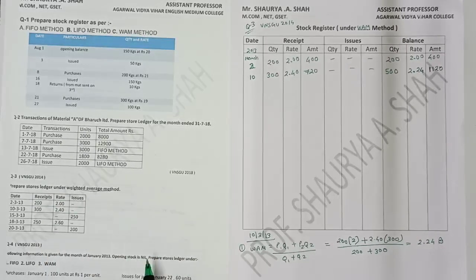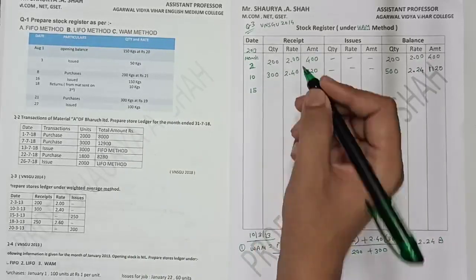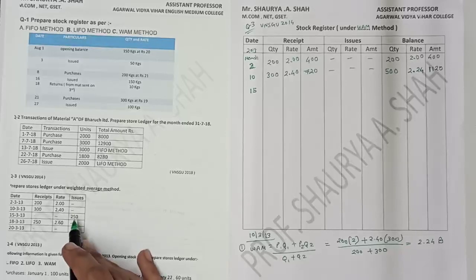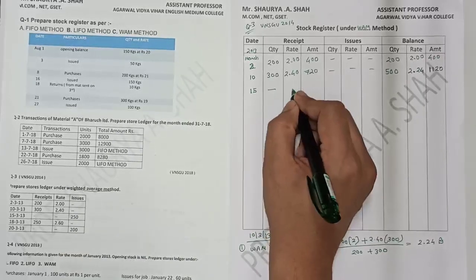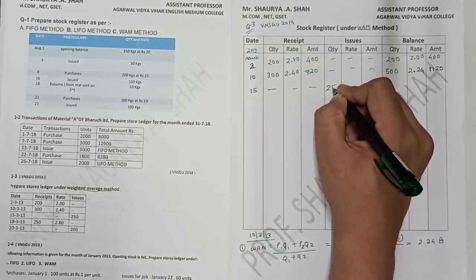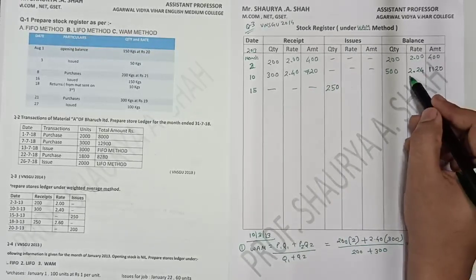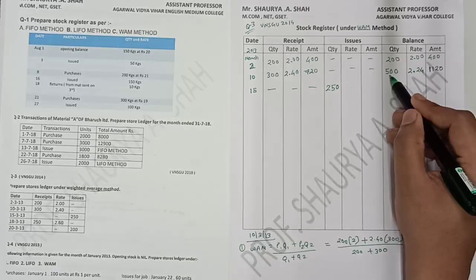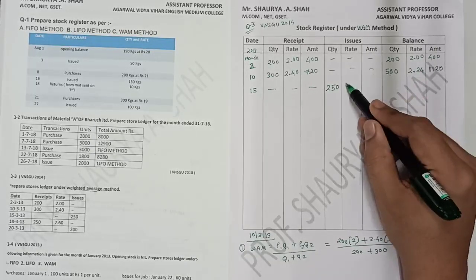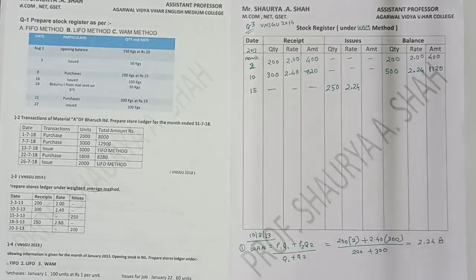Now the next transaction comes on your 15th of March. So on 15th, you have issued 250, right? So in receipt, I'll write down dash, in issue 250. Now what will be the rate, right? Without using any brain, our rate will be, because it is going out of this only, right? As you can see, out of 500 we are giving 250, so the rate will also be 2.24, right?